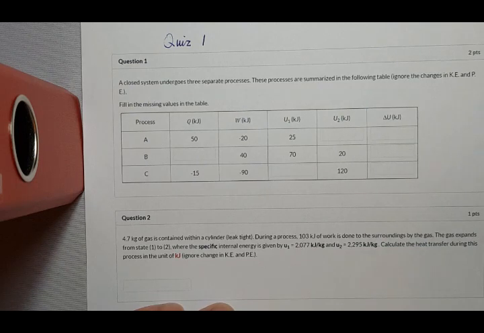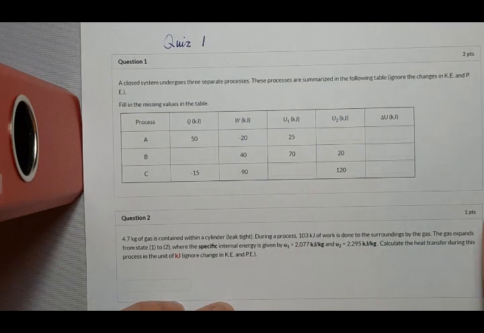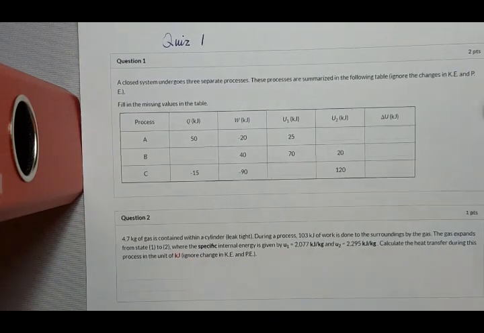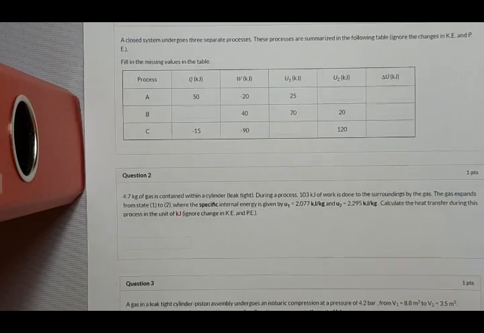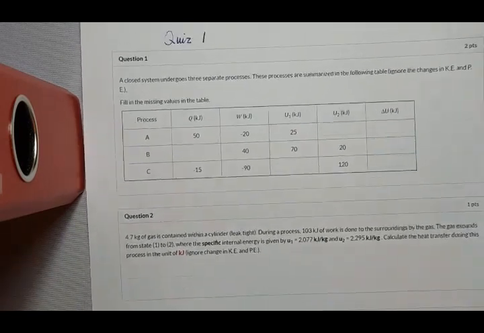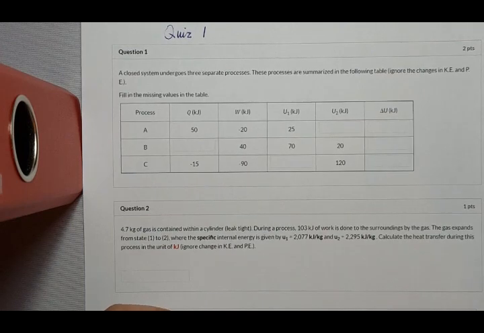Hello everyone. So in this video, I'm just going to give you the solutions to quiz 1, because most of the questions have been covered in the tutorial sessions. So in this video, I'm just going to give you some quick hints and tips about how to solve these questions.